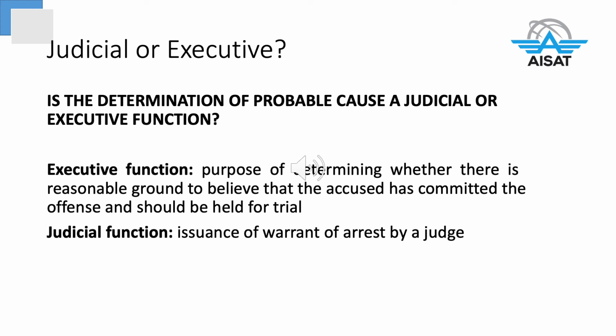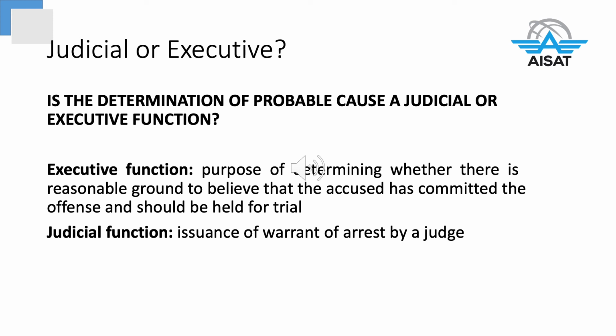So there are two different situations here. The judge will issue a warrant of arrest and is the person who is responsible to determine if there is probable cause when that person is not yet arrested, when the police still has to go and get that person. But once a person is already arrested by the police, it becomes the duty of the executive branch to determine if that accused who is under custody has committed the offense and should be held for trial.